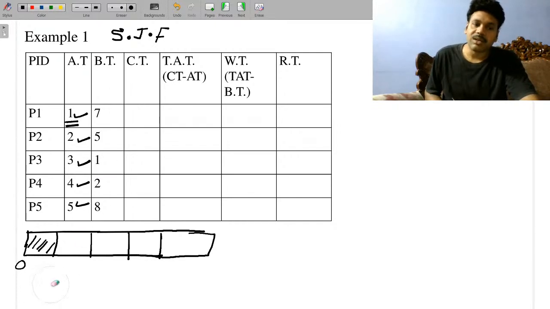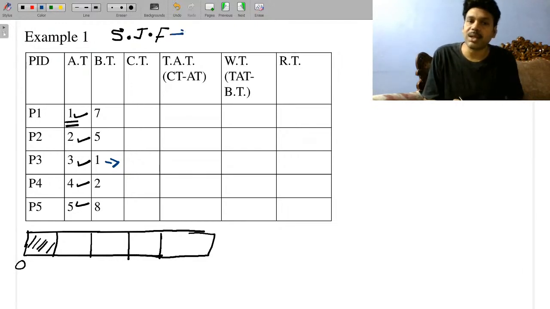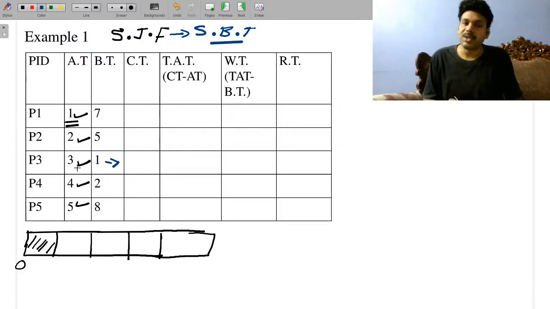Why are you running process P1? Actually, what is the shortest job? Process 3. Please observe carefully, friends. You may all have a doubt like this. Shortest job first means shortest burst time. You observe that P3 is supposed to run because its burst time is only 1.